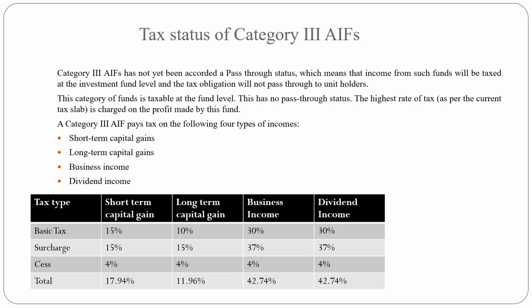Now, Category 3 AIF is not a pass-through, which means the income from such funds will be taxed at the investment fund level, and the tax will not be passed through to the unit holder. The Category 3 fund is taxable at the fund level. This has no pass-through status. The highest rate of tax, the maximum marginal rate, is paid by this fund. Category 3 AIF pays tax on the following types of income: short-term, long-term, business income, and dividend income, and the tax rate has been provided, which is 15% or 10%, or 37% according to the slab.